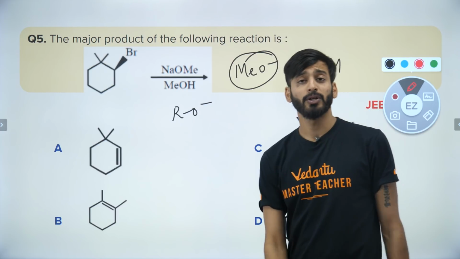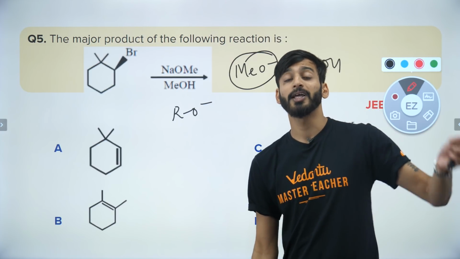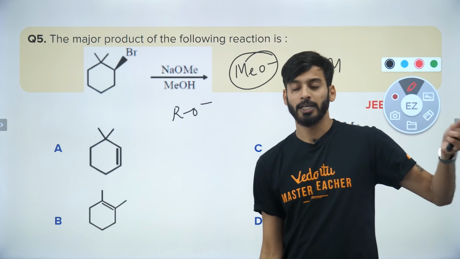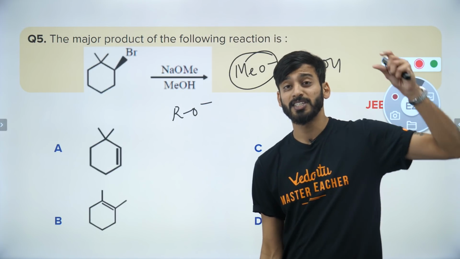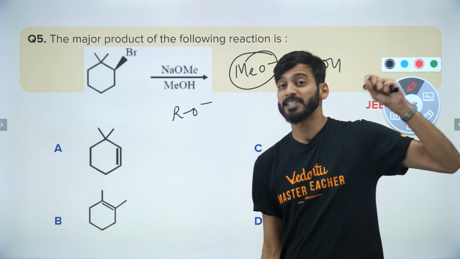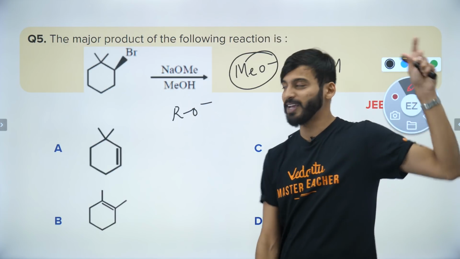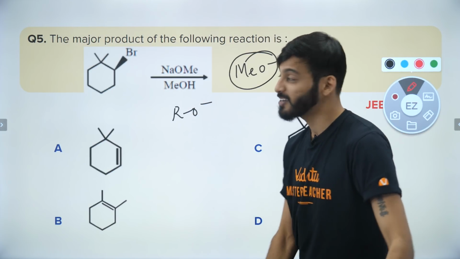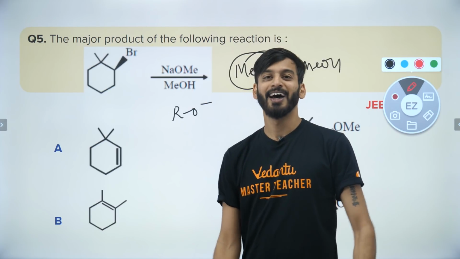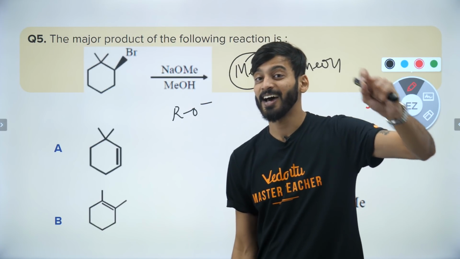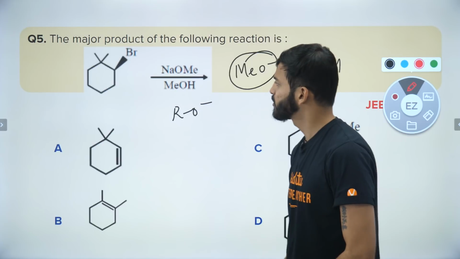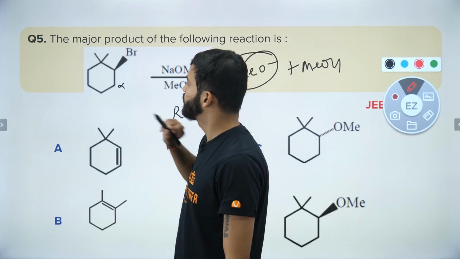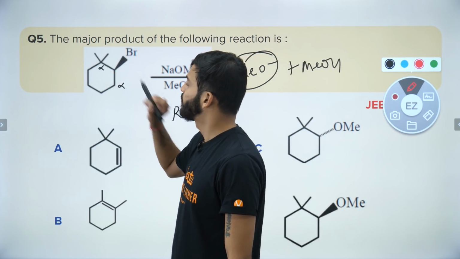Or you can also say alcoholic KOH, alcoholic NaOH, or KOH plus ROH. If you see such things, boys and girls, understand that it is a very, very strong base. It will always go for elimination reaction and it will go for E2 reaction. If E2 reaction is going to happen, then check this out, boys and girls. There is an alpha carbon here.